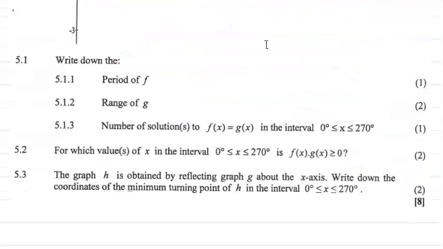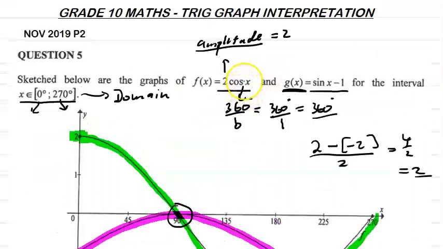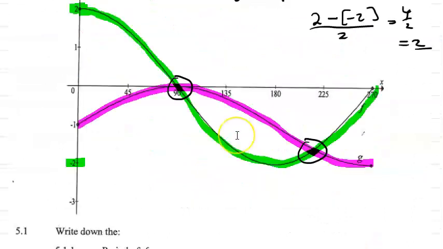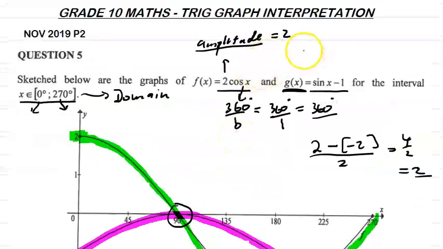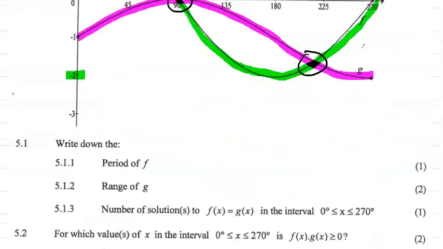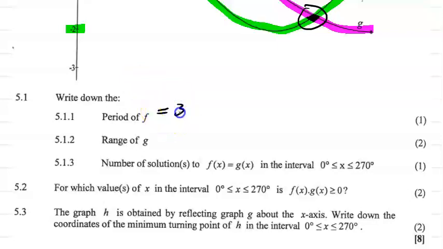Then it says here, write down the period of f. So the period of f, 5.1.1, there we already discussed it. What is the definition of period? It means how many degrees does it take to make one full cycle, and we work it out by, remember the standard form is f of x, or you can say y equals a cos bx plus q. So that b value will tell us our period. We just take 360 and divide it by b. You can say b is equal to 1 here, right? So therefore 360 over 1 equals 360 degrees. So the period of f is equal to 360 degrees there.